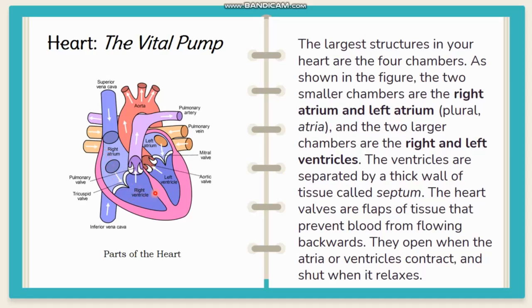The same goes for the blood once it enters the left atrium: our mitral valve closes so that when the heart pumps the blood, it will not go back to the left atrium. Instead, it will pass through this aortic valve towards the aorta so that the oxygen-rich blood will be delivered to the different parts of our body. Those are the four chambers of the heart.